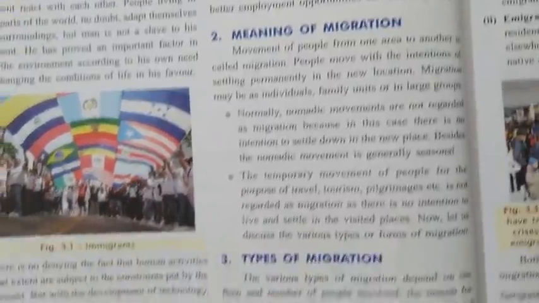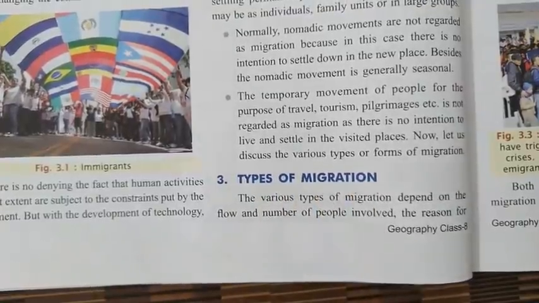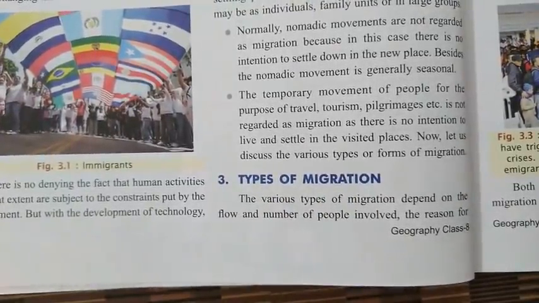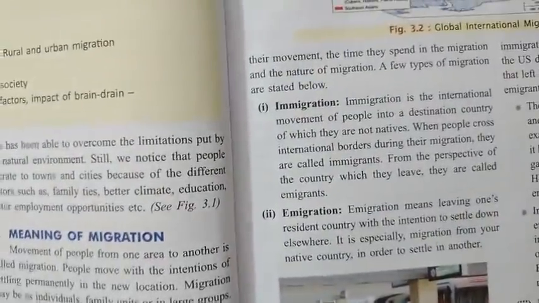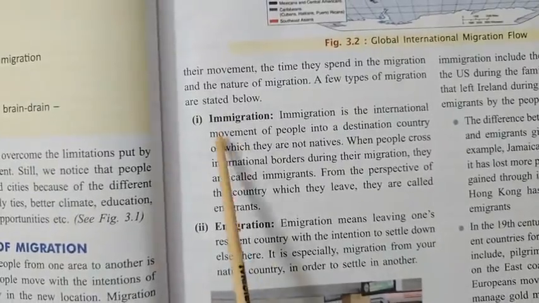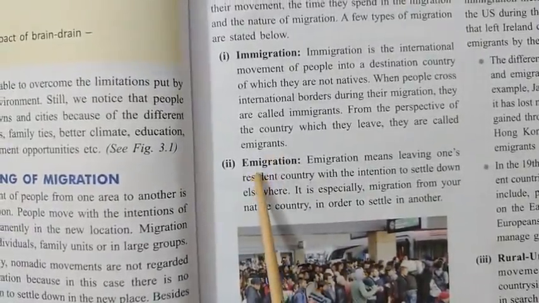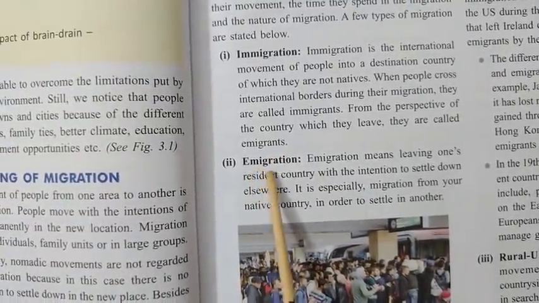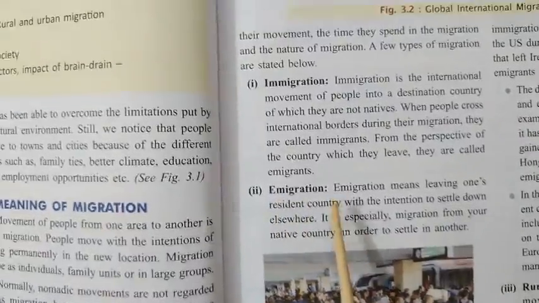Now let's move to the next topic, that is the types of migration. So we are going to see the 4 types of migration. The first type of migration you have already seen in the previous chapter, that is immigration. The second type of migration is also called emigration. Only the spelling is different.